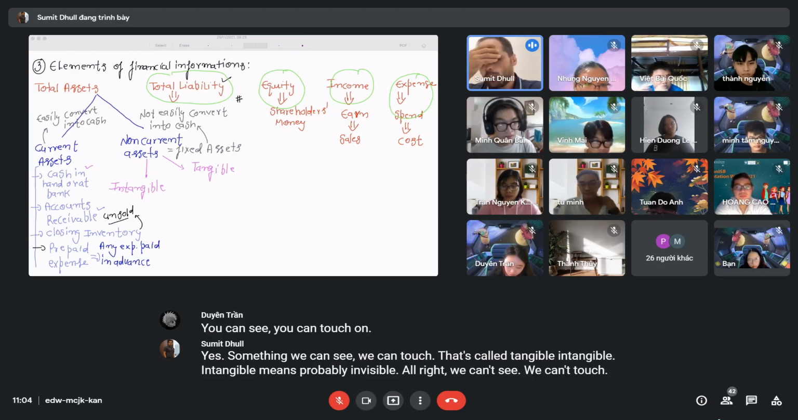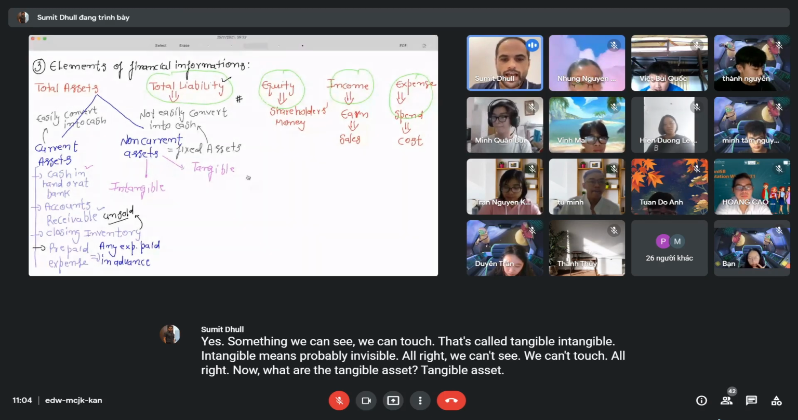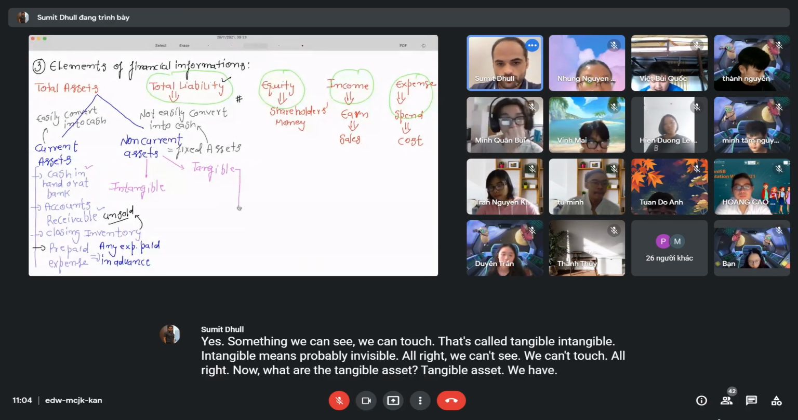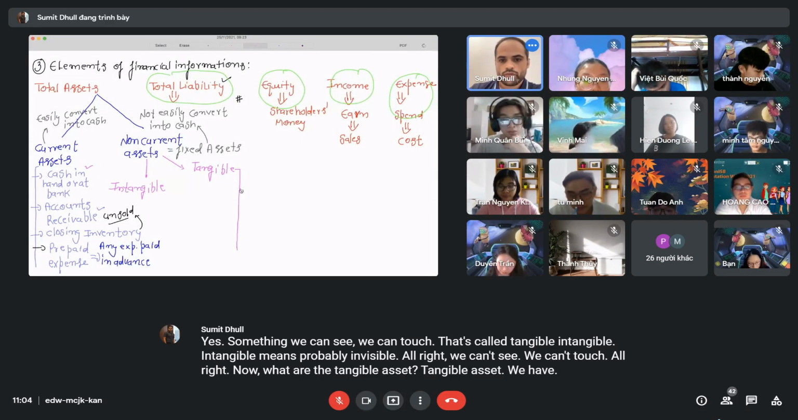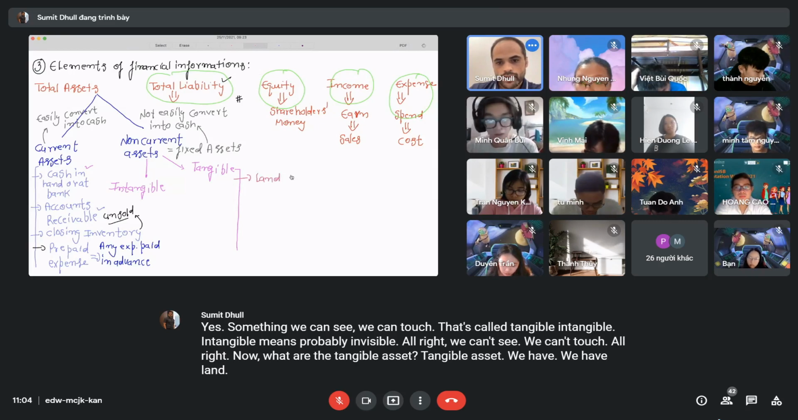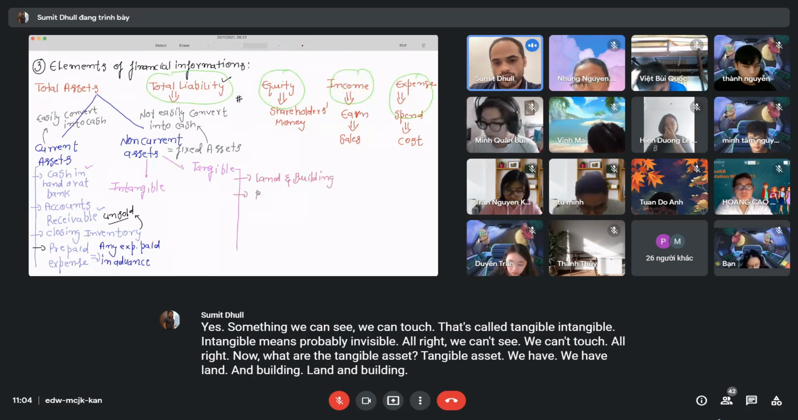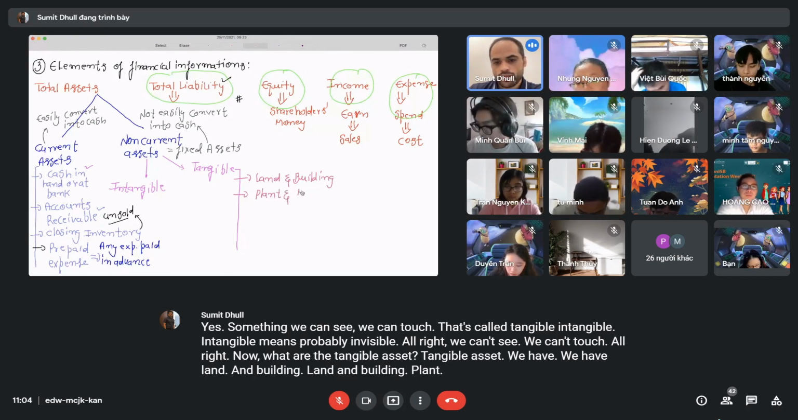All right, now what are the tangible assets? Tangible assets, we have land and building. Land and building, plant and machinery.